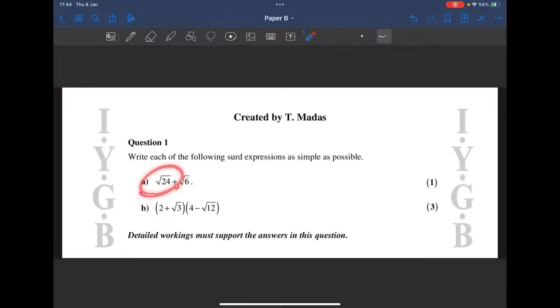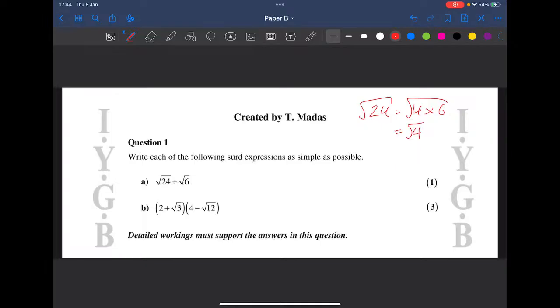The 24, we can rewrite as 4 times 6. So we can square root both sides. That square root on the right-hand side, we can separate out into root 4 and root 6. And the root 4 we can evaluate to give us just 2. So we've got 2 root 6 for the root 24. So this ends up being 2 root 6 plus root 6, which is the same as 3 lots of root 6. Lovely jubbly.